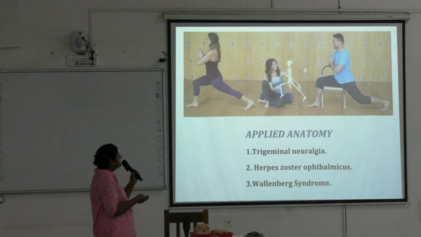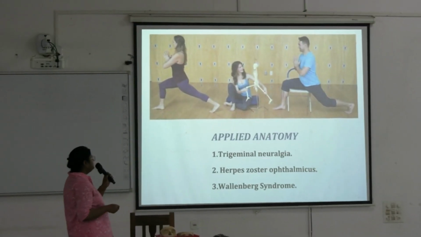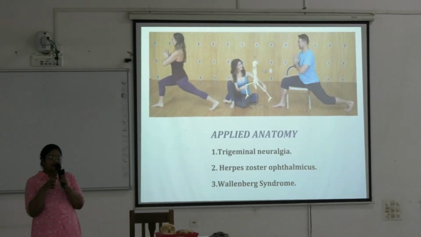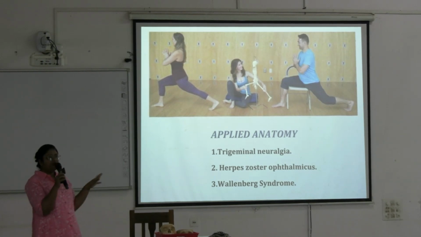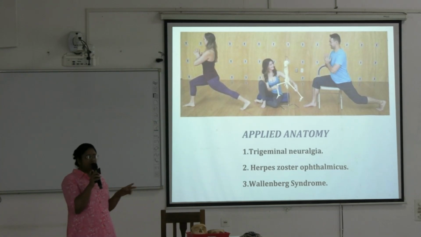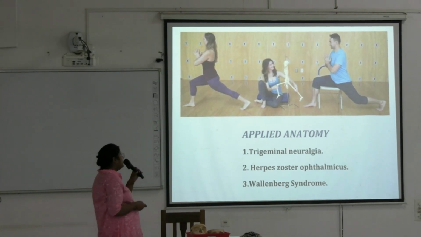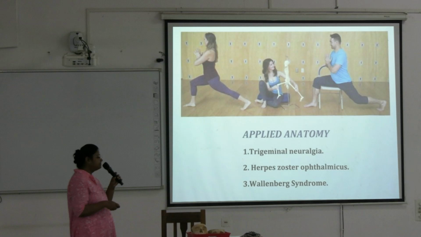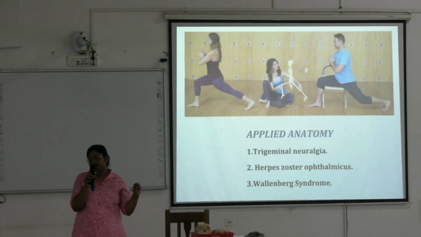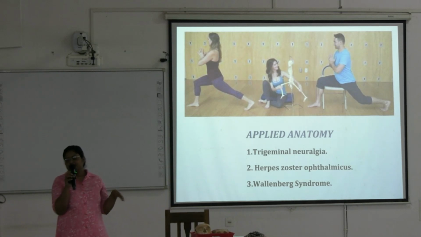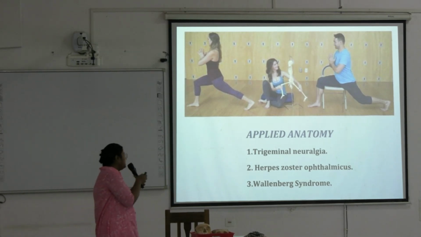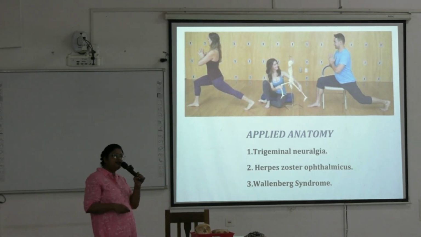Next, we go to the applied aspect: trigeminal neuralgia, pain in the region of sensory supply, also known as tic douloureux. Okay, this name is also given. Trigeminal neuralgia and herpes zoster ophthalmicus. Okay, the herpes zoster virus remains in the trigeminal ganglion, and when it becomes active, blister formation occurs near the sensory innervation of the trigeminal nerve. And Wallenberg syndrome, another clinical aspect.